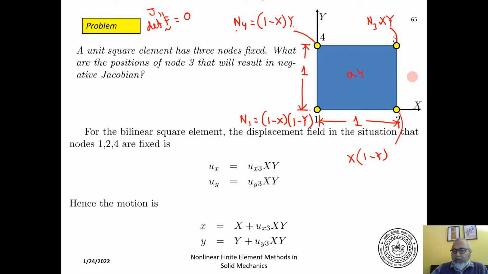So what we have to see is what kind of motion this element represents with these three nodes fixed. This is a bilinear element, so these shape functions are like this. All these nodes have zero displacement. So ux is simply equal to n3 ux3, and uy is equal to n3 uy3.